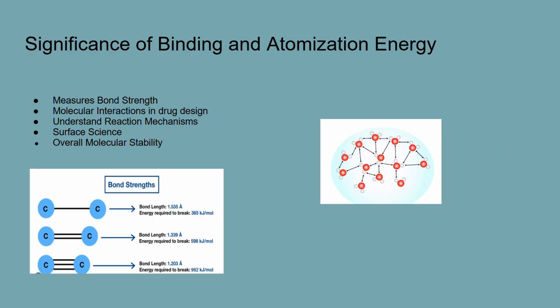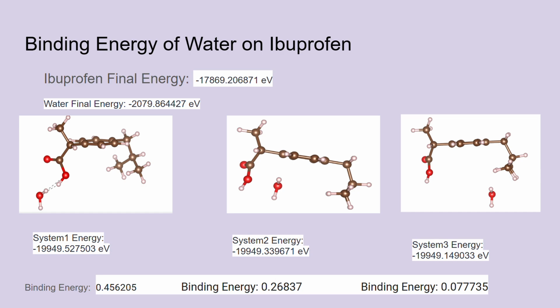These energies aren't just numbers. They help us understand how stable a system is, how strong the bonds are, and how easily a drug might attach or release from its carrier. In drug design, we usually want a balance. The drug should stay attached long enough to travel safely, but not so tightly that it can't be released when needed. Now let's look at the results.